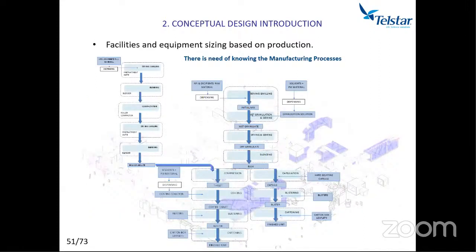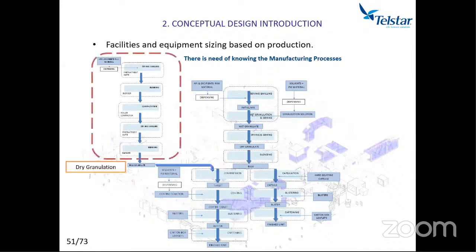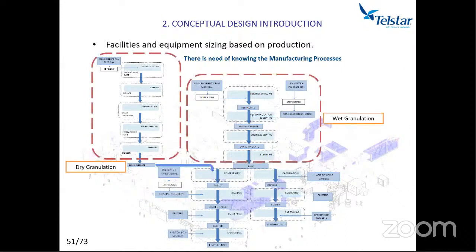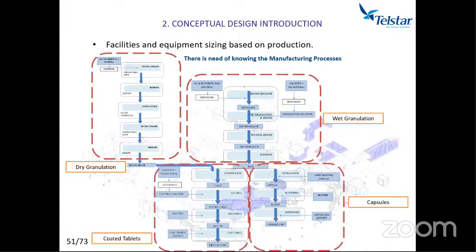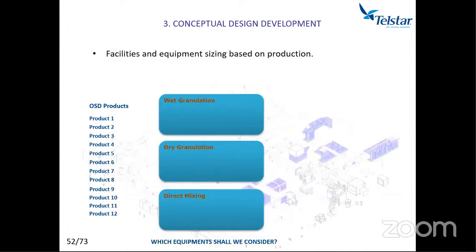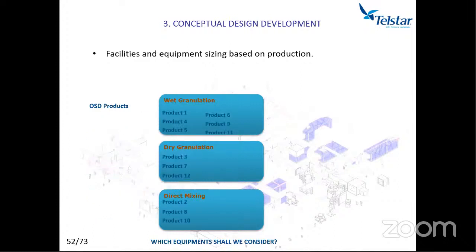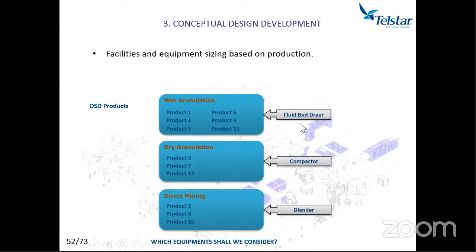As I said in the beginning of the presentation, we were seeing what were the different processes: dry granulation, wet granulation in some cases, coated tablets, or capsules. So this is something we consider. When we were seeing these products, we have to see which products were for wet granulation, which ones were going through dry granulation or direct mixing. And this leads us to a classification. And also, what is the machinery that is needed for every step? Fluid bed dryer, compactor, blender to do the different operations.